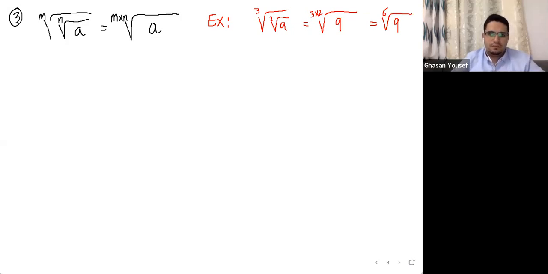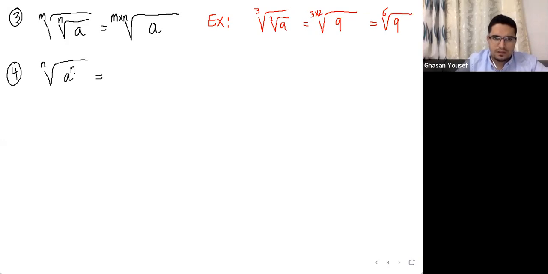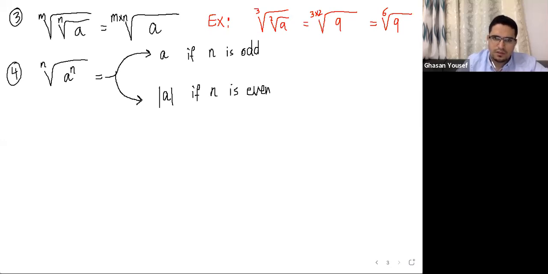The fourth property, the last property for radicals, said if I have the nth root of a to the power n, this is equal to two things. The first one is a if n is an odd number, and it is also equal to the absolute value of a if n is even. Do you know what is the meaning of absolute value of a? Any idea for this?